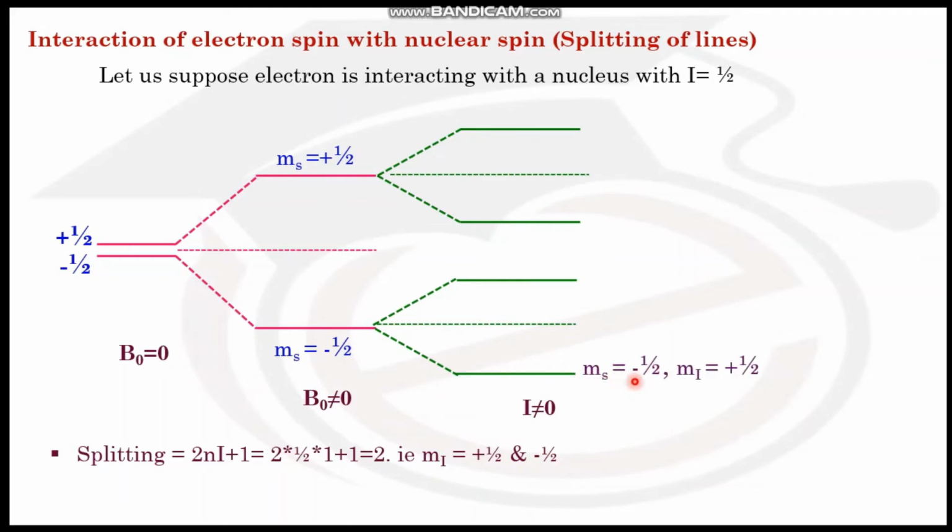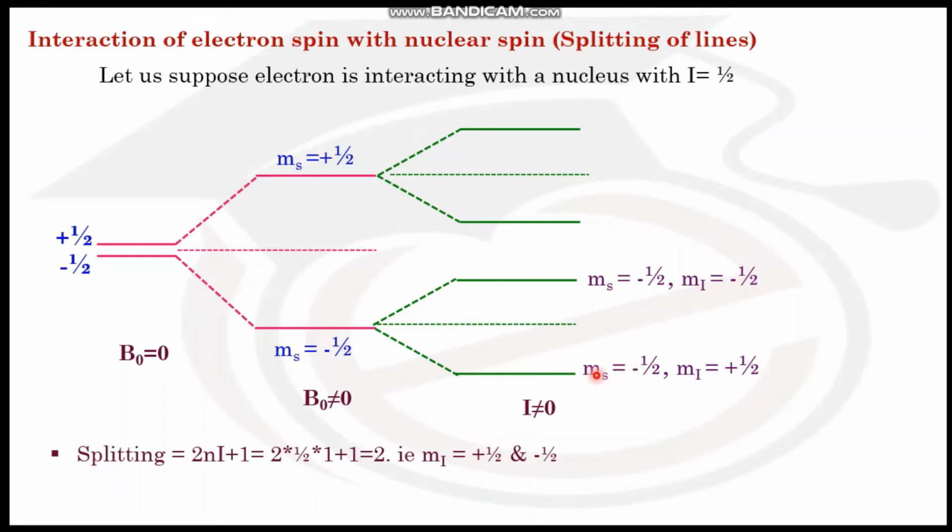Here this ms value is minus 1 by 2, and here ms value is minus 1 by 2, that much okay. Now we have to consider mI values. mI value here I have written plus 1 by 2, here I have written minus 1 by 2. And some of you have the doubt: minus value will come down, right? Minus value means negative value means lower energy.